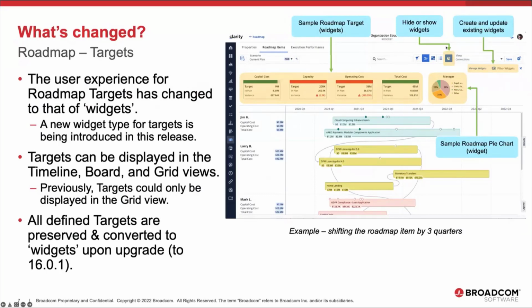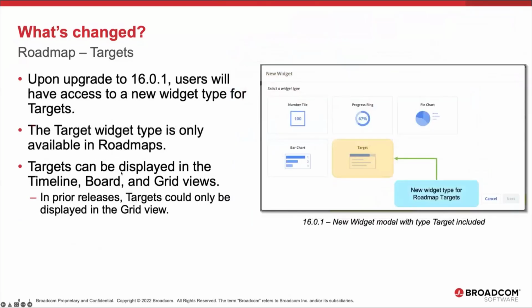So I've turned on the widget area, optionally hide or show. There's an area to manage them, to define new widgets, whether it's a target or other. But here's some sample target widgets, as well as a typical pie chart widget that has been also positioned on the roadmap. As I mentioned, there is a new widget type for targets.